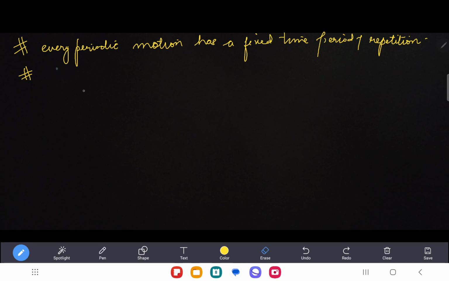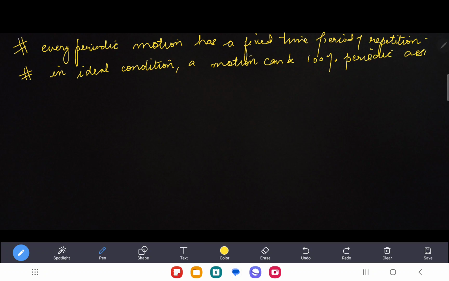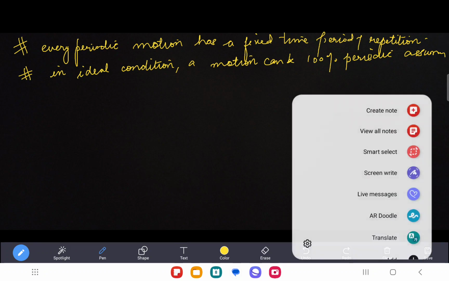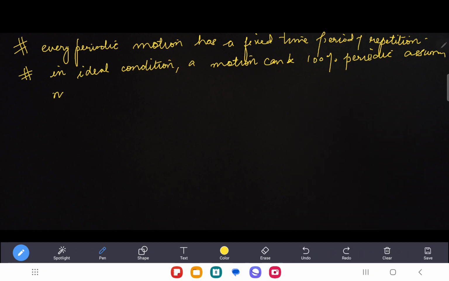The second point that we have to understand here is that we are going to study periodic motion in ideal conditions. In ideal conditions, a motion can be 100% periodic, assuming no loss of energy. So that is the condition. Do you understand my point?